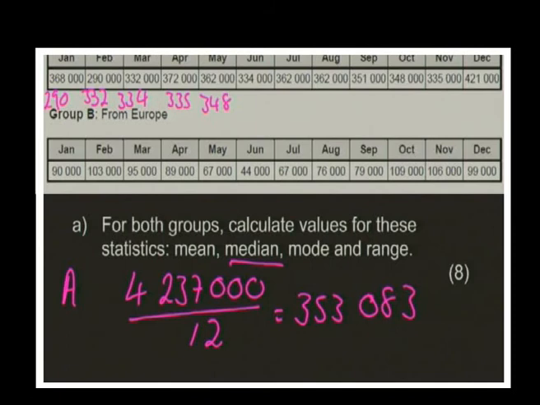Okay? The next one would be 351,000. Then 362,000. Another 362,000. Look at that, hey? There are actually three of them. Another 362,000. Then 368,000. Then 372,000. Then 421,000. So we're trying to find the middle of it.